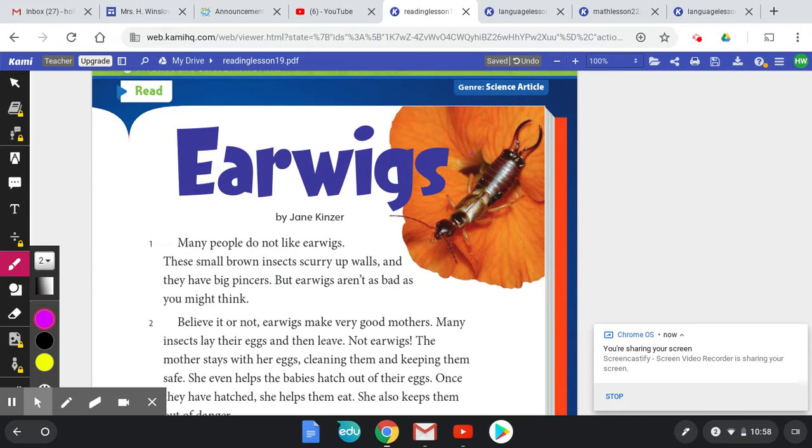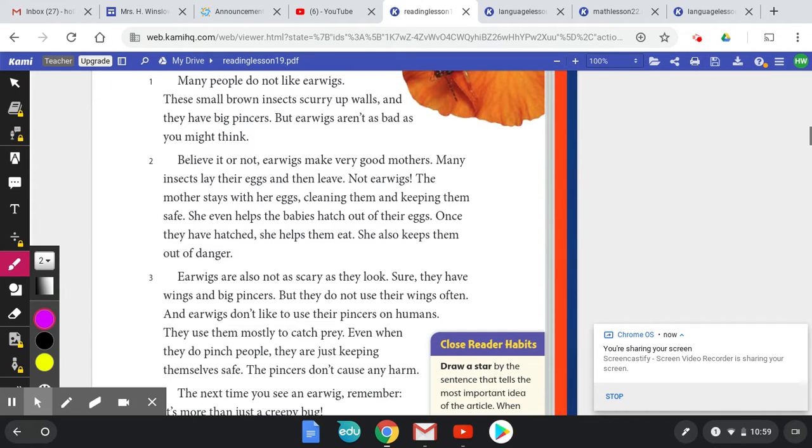Hey guys, good morning, and we are going to continue working on identifying reasons that authors use to support their ideas in a text. We're on page 312 and 313 in your workbook, and today we're going to read a science article about earwigs. The title is certainly not what you think it is. So I hope you've read the story.